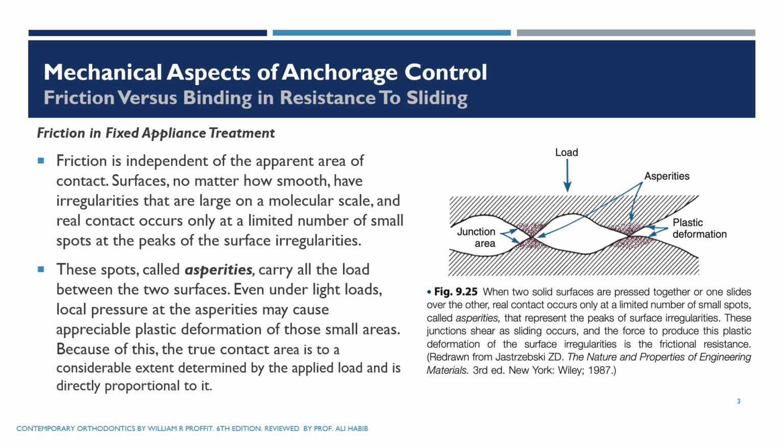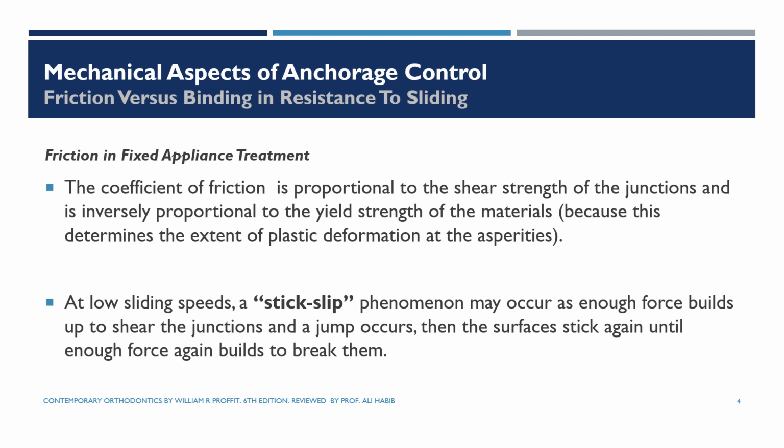Friction was found to be independent of the apparent area of contact between the two surfaces. Why is that? Because surfaces, no matter how smooth they are, have irregularities at the molecular level. This shows that the real contact occurs at certain points, which we call asperities. Frictional resistance depends mainly on the force needed to produce the plastic deformation of these asperities, to shear them and to allow sliding. This is the force we apply to shear the asperities and slide the tooth or the bracket over the wire.